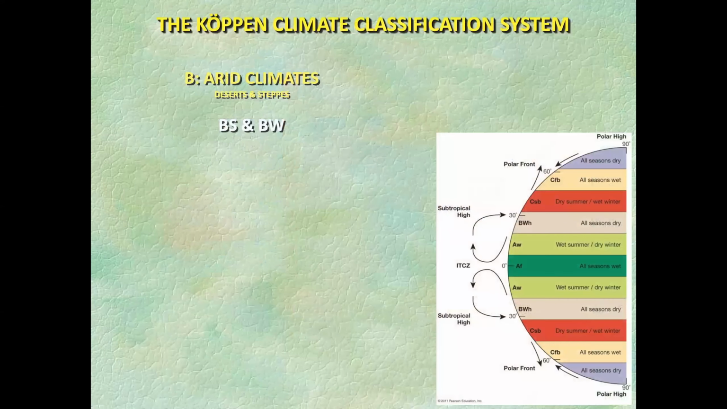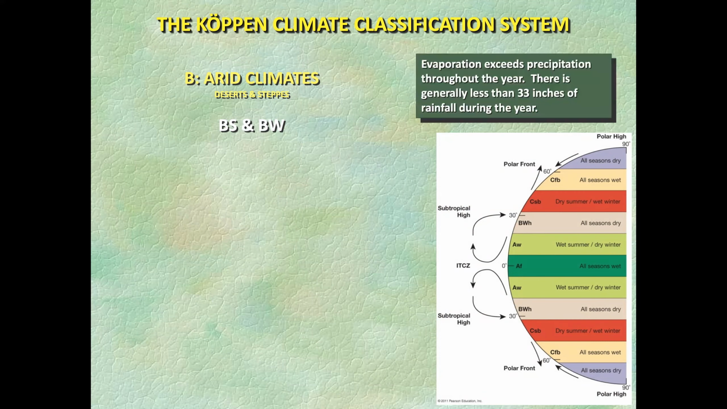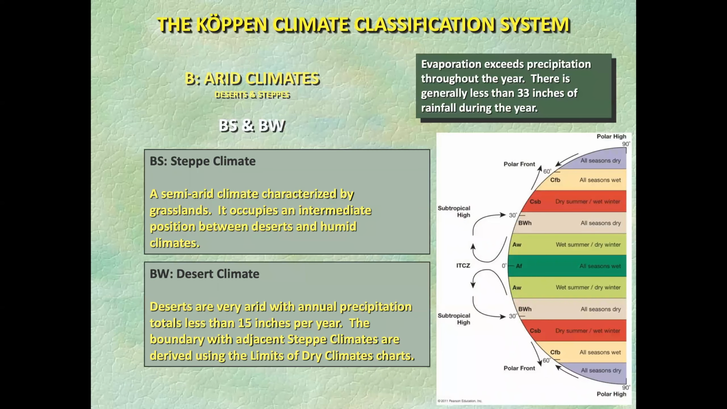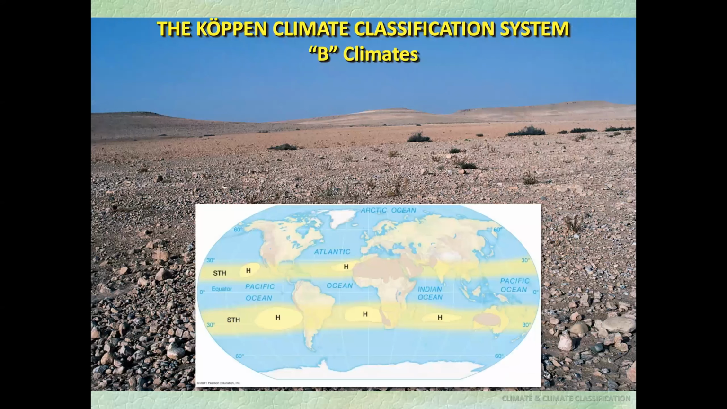The B climates are referred to as deserts, BW, and steppes, BS. So a BW climate is truly a desert, whereas a steppe climate is a place that's like a grassland. It gets just enough rain to support that. Deserts, of course, tend to be found in areas of subtropical high pressure.